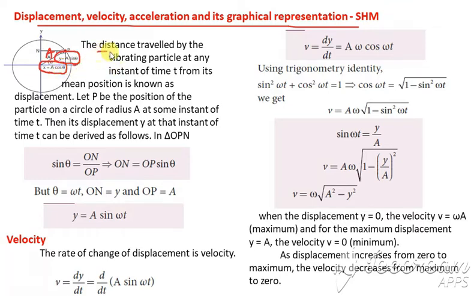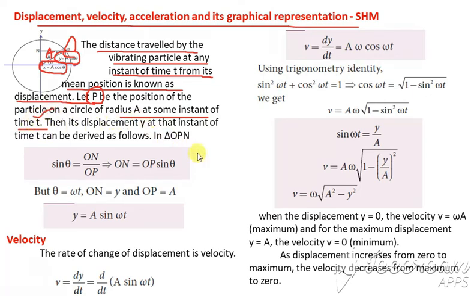Now the displacement traveled by the vibrating particle at any instant of time t from its mean position is known as displacement. So from the center position, however much it is moving, that is called what? Displacement. Let P be the position of the particle. So here P is the position of the particle and it has a radius of a at time t.